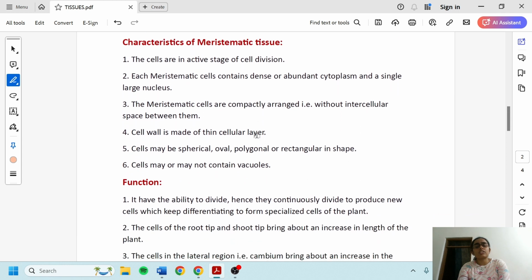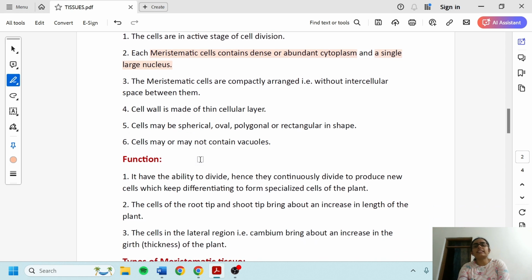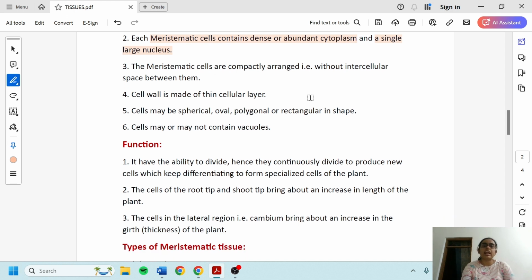Now, talking about the characteristics of meristematic tissue, these cells are in an active stage of cell division, which helps in increasing growth. Each meristematic cell contains dense or abundant cytoplasm and a single large nucleus. The meristematic cells are compactly arranged, that is, without intercellular space between them. You will hardly see any space between them. This helps them to grow.